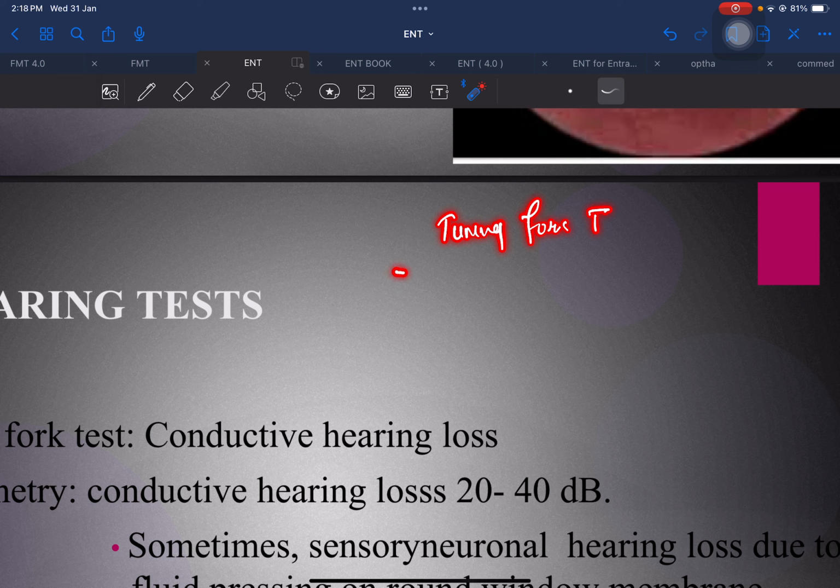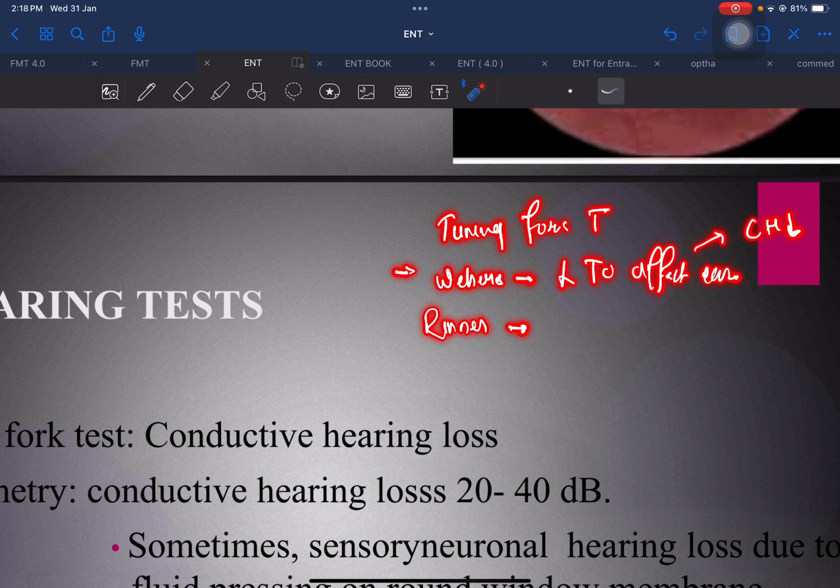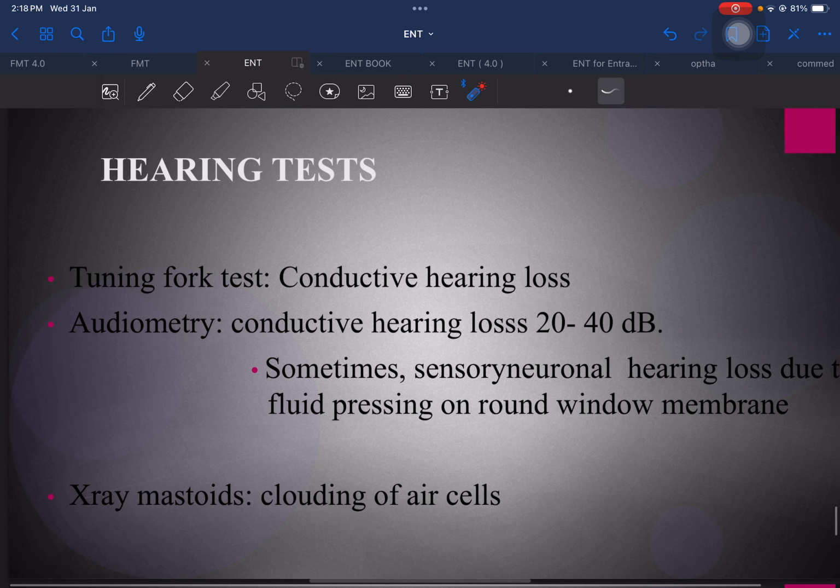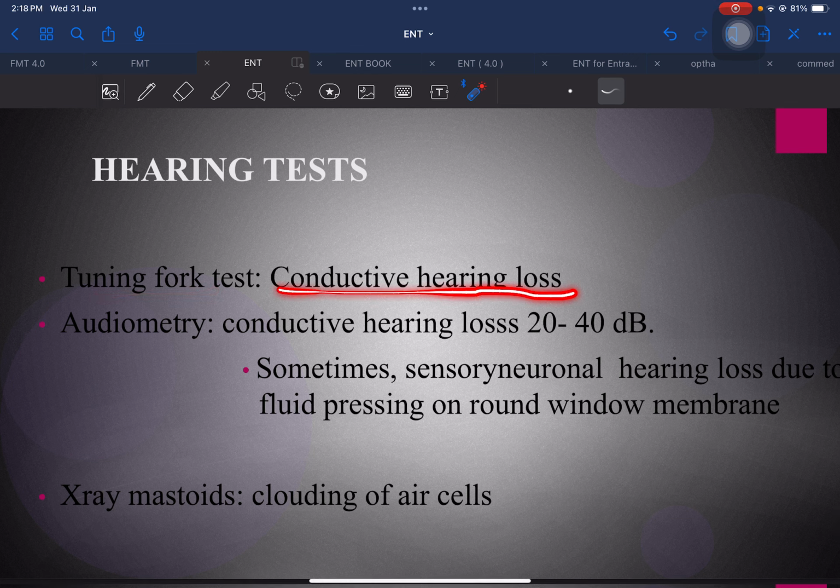Now talking about the tuning fork test, Weber's will lateralize to the affected ear. That means it is showing conductive hearing loss, right? And Rinne's is negative on the affected ear. Weber is lateralizing toward the affected ear, which means conductive hearing loss. Rinne's is negative on the affected ear. So in the tuning fork test, we found out that it is conductive hearing loss.